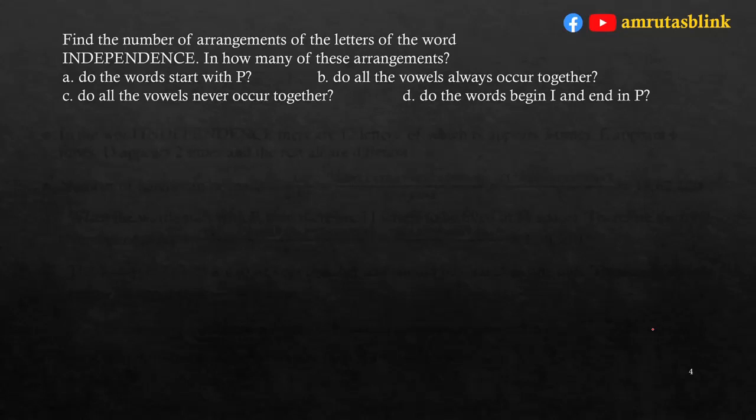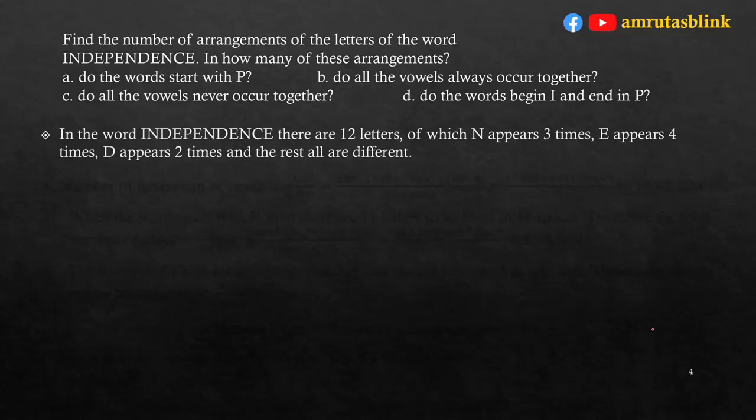And do the words begin with I and end with P? Now there are 4 separate conditions which we need to calculate. In the word independence, how many letters are there? 1, 2, 3, 4, 5, 6, 7, 8, 9, 10, 11, 12.